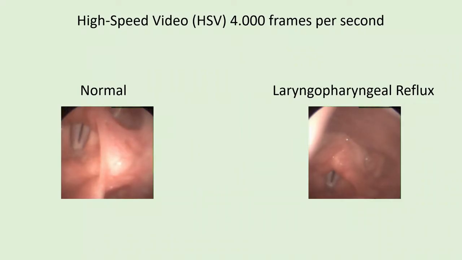Our high-speed video setup by Richard Wolf records at speeds of 4,000 frames per second. We present two high-speed videos recorded with our equipment of a normal subject and a laryngopharyngeal reflux patient, played back in slow motion. This allows for detailed evaluation of the glottis. With high-speed video, we can evaluate laryngopharyngeal reflux patients, and in some cases, an insufficient closure in the rear is visible.